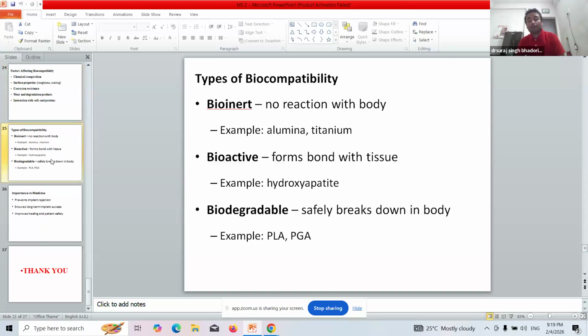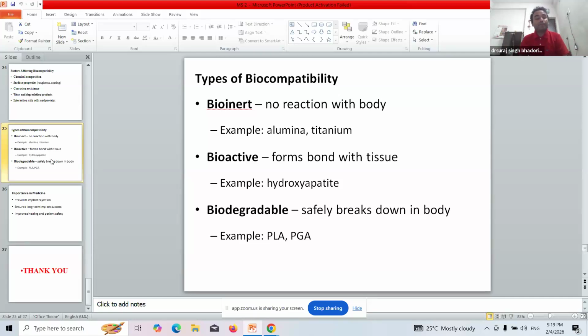Next is the types of biocompatibility. There are three major types: bioinert, bioactive, and biodegradable. Bioinert generally means there is no action with the body, so it is inert because it is not active. Like titanium and alumina, they are not going to show any type of reaction with the body. The bioactive forms a bond with the tissue, so they may react. As the name suggests, active, they may show a reaction.